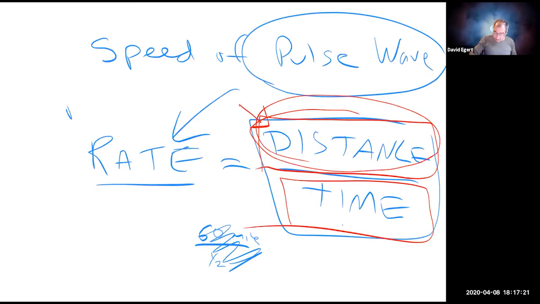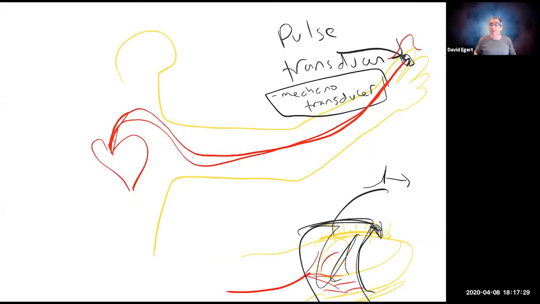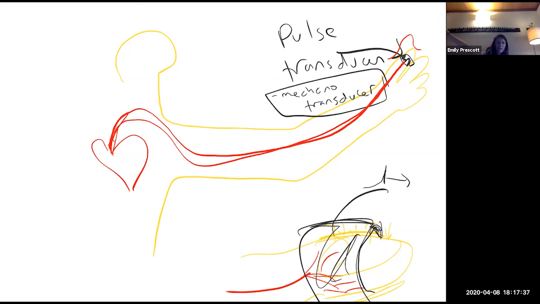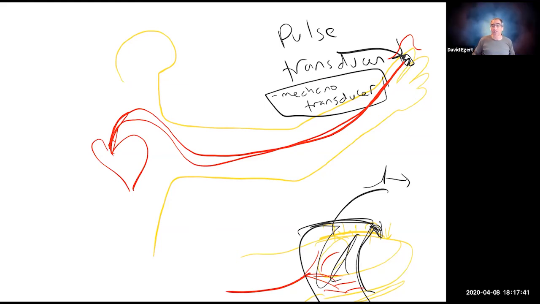For distance, if I want to measure the distance, it's going to be really simple. How am I going to measure the distance that the pulse wave had to go? Measure from your heart to the end of your finger. Exactly. We're going to use a tape measure.